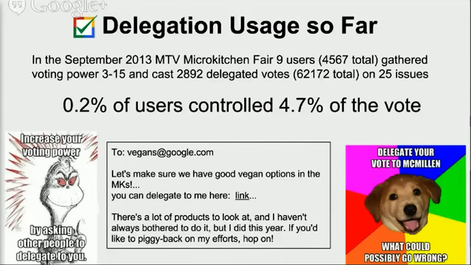The most successful delegate was an engineer in Mountain View who sent an email to the vegans mailing list saying, hey, I'm going to represent you for vegan food options. You don't want to bother voting on all these 25 things. Give me your delegation. And he managed to get 15 voting power.